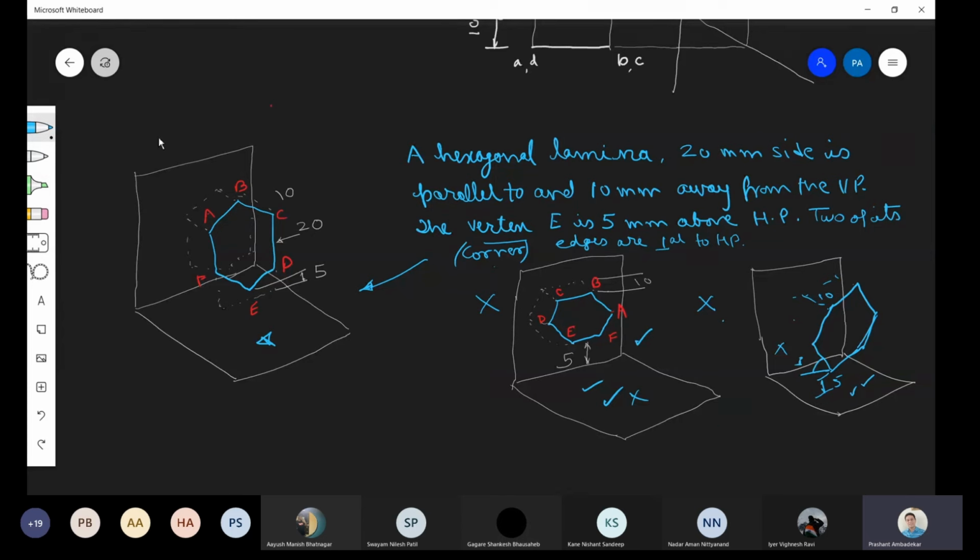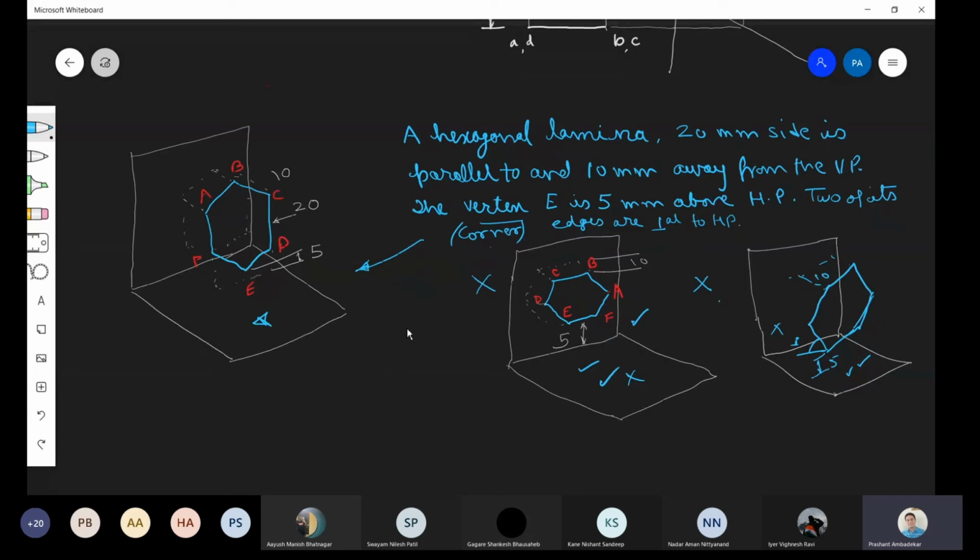Generally, in most of the questions, you will get either this or this as the question when you are talking about a hexagon. Either the two edges will be perpendicular to HP and VP, or the two edges will be parallel to HP or VP. Here I have shown perpendicular to HP. Similarly, we can have perpendicular to VP also. Okay, and parallel to HP will be the reverse. This is vertical, just make it horizontal.